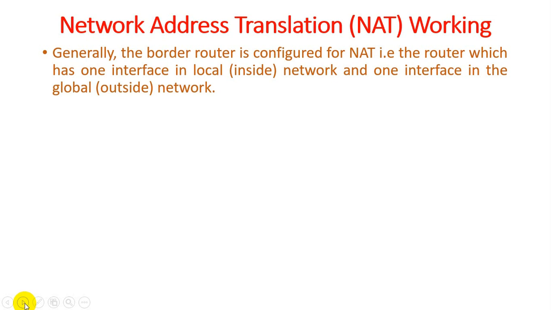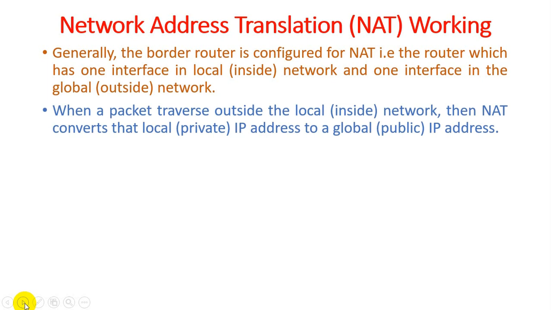So at that time, conversion of a private IP address to a public IP address is required, because a public IP address is acceptable globally. When a packet travels outside the local, or inside, network, the NAT converts the local, or private, IP address to a global public address, because whenever we want some information from a remote server through the internet, some unique identity is required. And what is the unique identity? It is known as a public IP address.